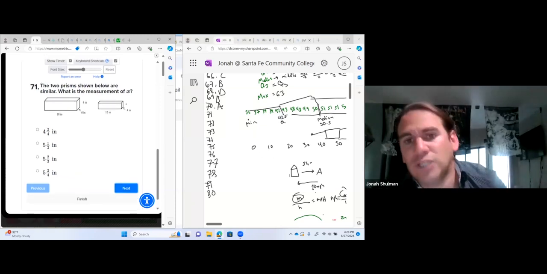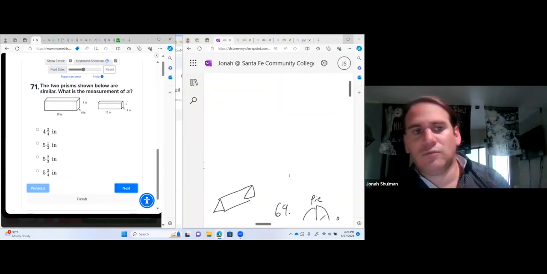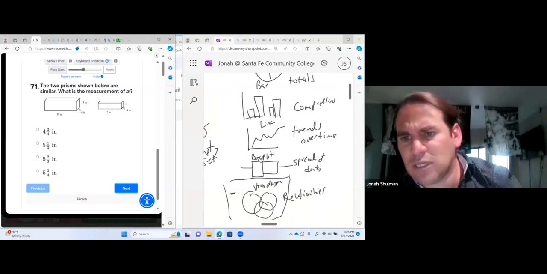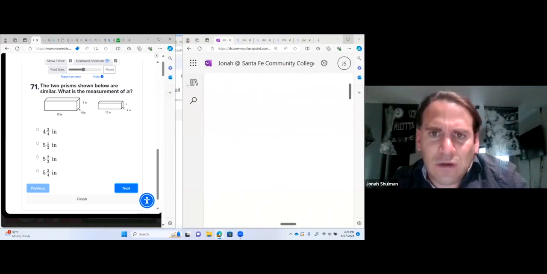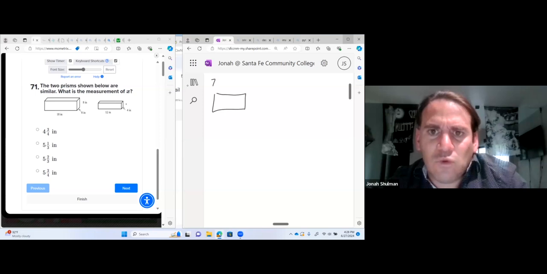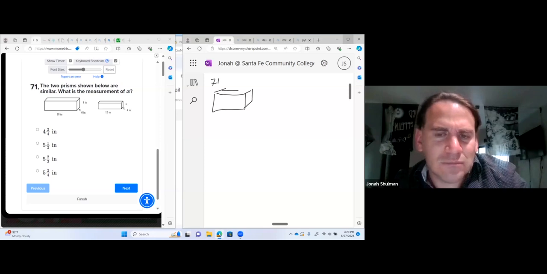All right, geometry, similar shapes. So this one is always proportions and ratios, and we'll do a lot of that in this class. So here we go. Here's 71. So I've got these two rectangles. They say that they're rectangular prisms.